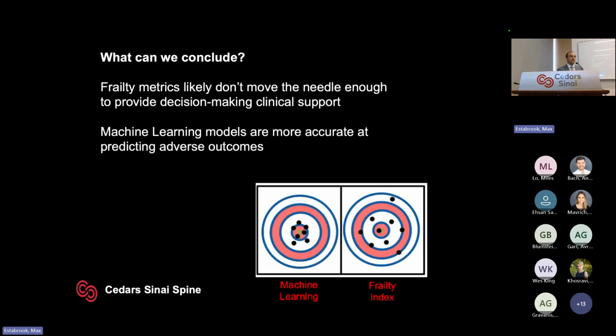So what I concluded from this is that we need to continue to push these advanced computational methods because the frailty metrics are not going to meet the mark, and they're probably not going to be providing enough predictive power for us to sit in clinic and say, I'm going to do something different for my patient because of this.